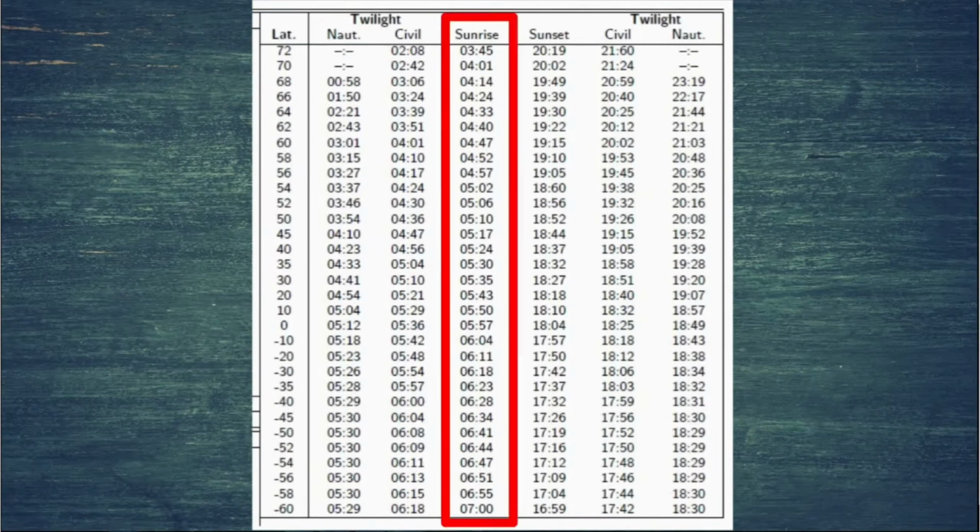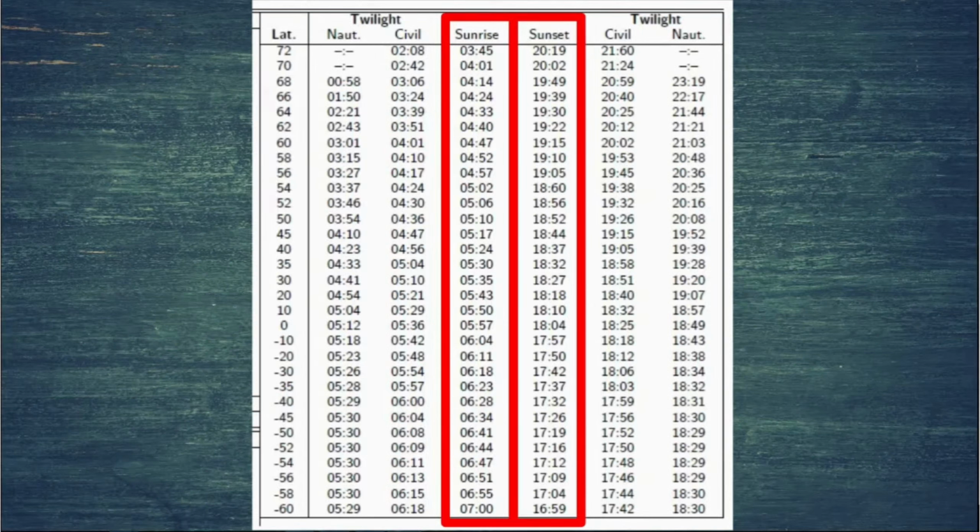You've got sunrise column down here, and before that you've got the civil and nautical twilights, and then on the right hand side of the table you've got the sunset column, and again the civil and nautical twilights that occur around sunset. Now, we're obviously interested in the sunrise times for our example, but you can follow the exact same principles to work out either the twilights or sunset.